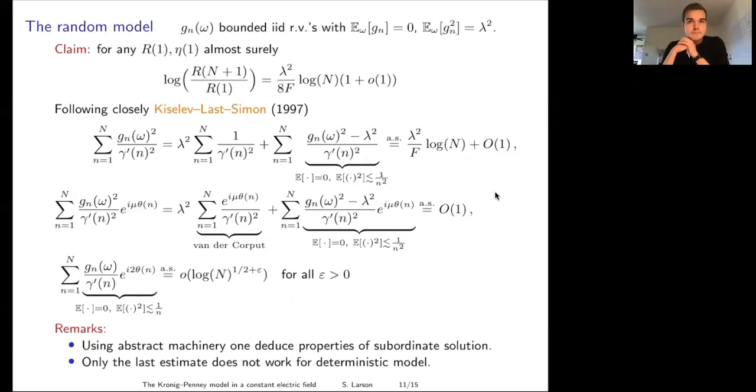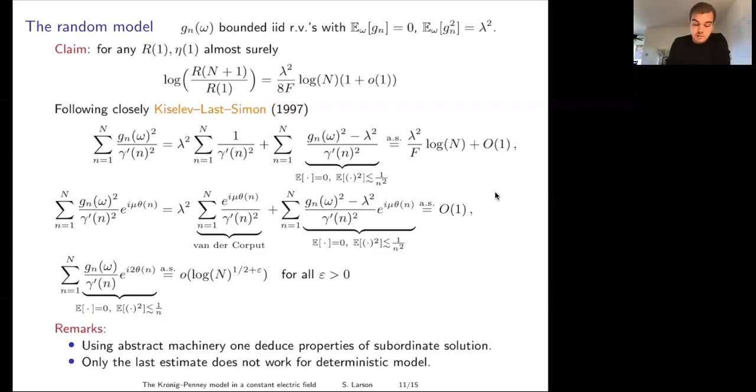Now, in the last 5 or so minutes, I want to talk about the deterministic model, which is much more complicated. But the idea is very much the same. We need to understand the corresponding exponential sums. But we can no longer use this big machinery of martingale estimates and probabilistic cancellations. But it should be noted that it's only the last sum that is problematic in the deterministic case.